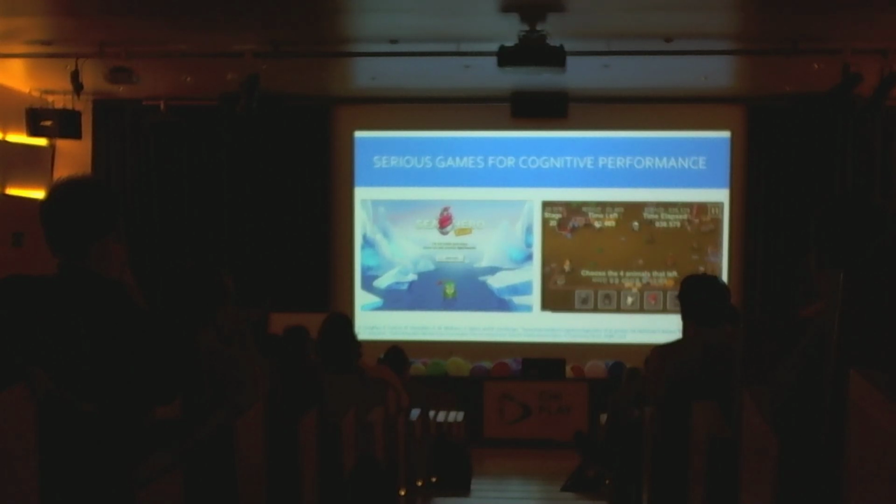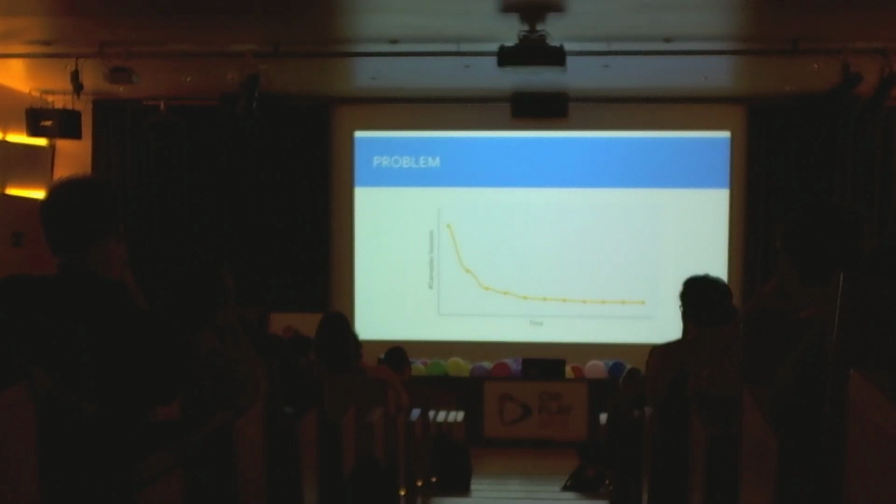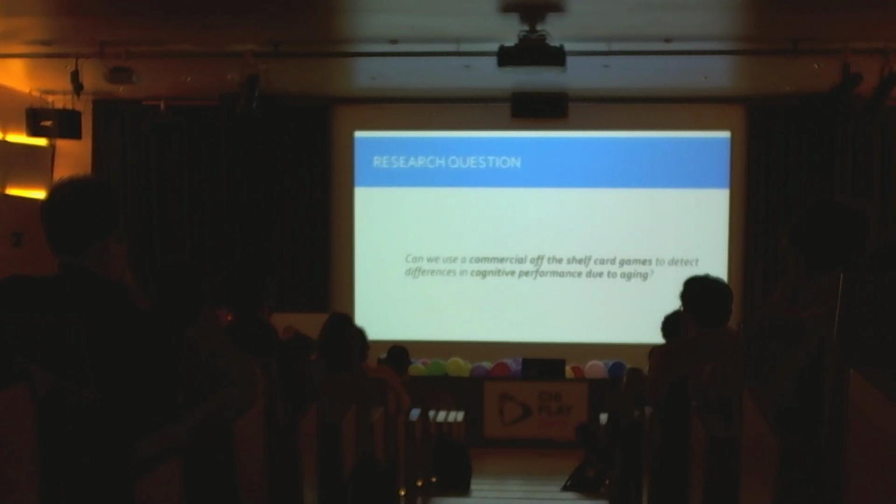Detecting cognitive functions through games is not a novel concept. There are already a lot of very nice games which excel in this, but we do notice that in serious games, after a while there's a problem with attrition. So we see that gameplay sessions drop over time, and especially if we're going to follow up people for a longer period of time, this attrition should be solved. So that's why we thought, well, can we use commercial off-the-shelf games, and especially card games, to detect differences in cognitive performance due to aging?